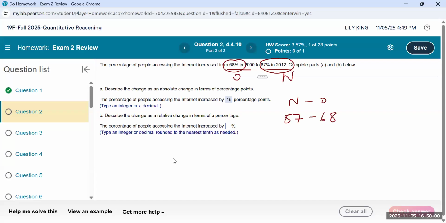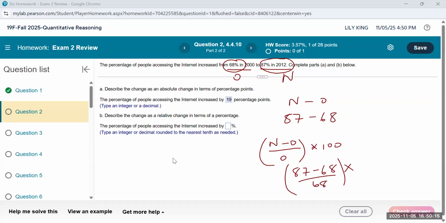Now, relative change, new minus old over old, and you have to multiply by 100. So 87 minus 68 divided by 68, and then times 100. You have 19 divided by 68, multiply by 100. And to the nearest tenth, we have 27.9.